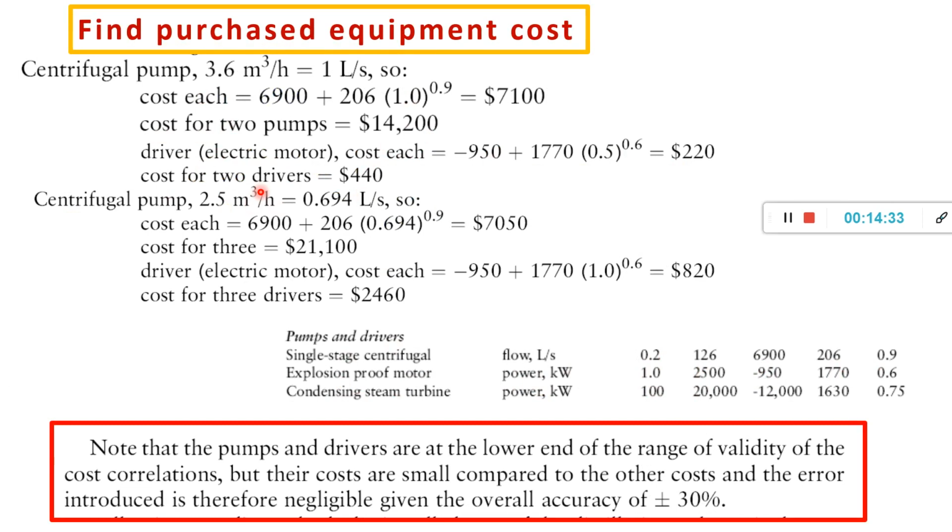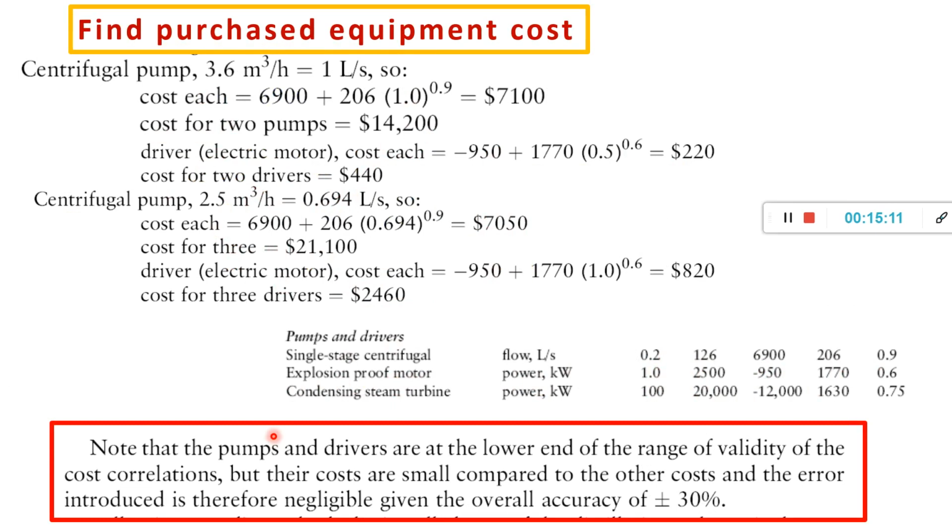Same also, since the unit is cubic meter per hour, we convert it, it becomes 0.74 liter per second. Since this range is too far from 0.6, and this one is the nearest range, we consider this as the motor. So find the cost each for 1, this one, and then the cost for 3 we just multiply these values, to become 21,100. And then the driver cost each, we take this one, and for 3 drivers it is 2460.